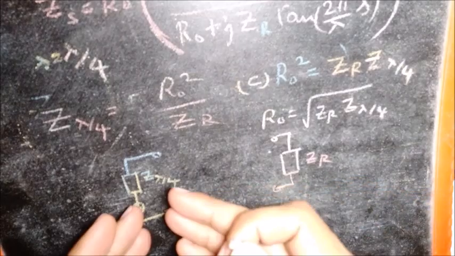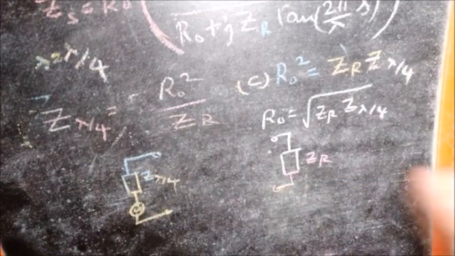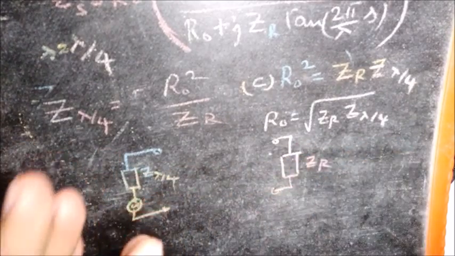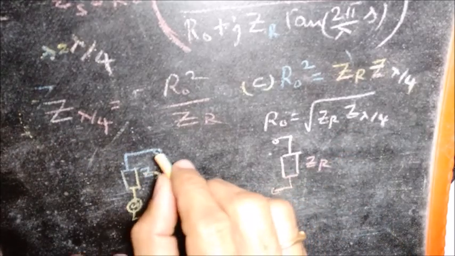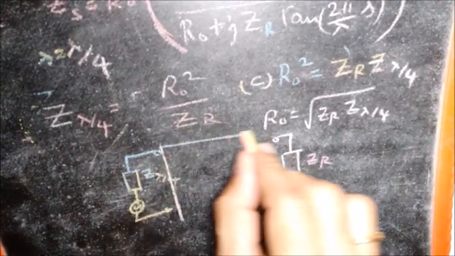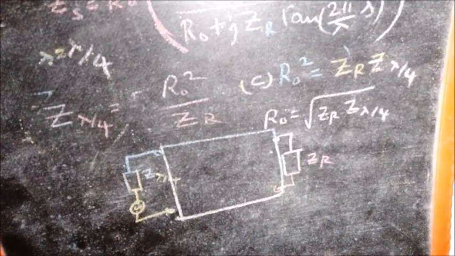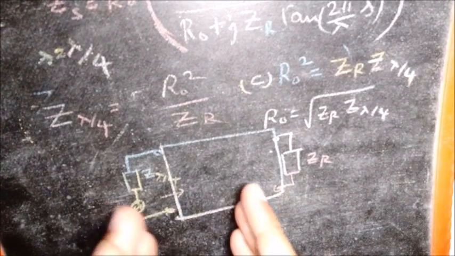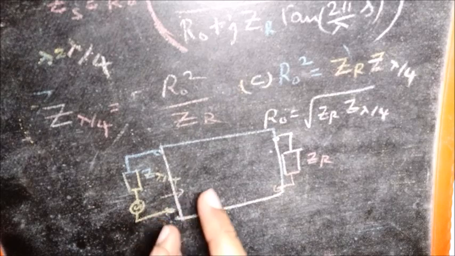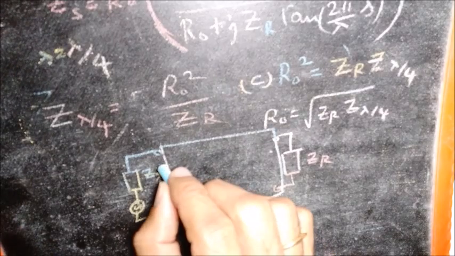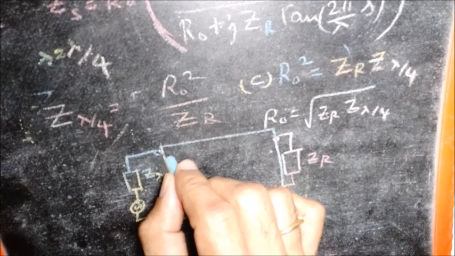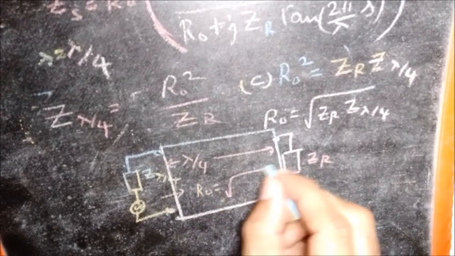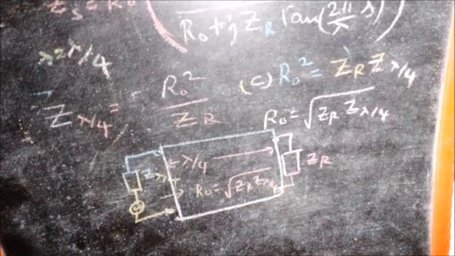Now, since Z lambda by 4, the source internal impedance, is fixed, the only way we can transfer maximum power from the source towards this load is to have some matching here, such that the impedance as seen from this side is equal to Z lambda by 4. And that can be achieved if we choose a lambda by 4 line which has R0 equal to square root of ZR Z lambda by 4.